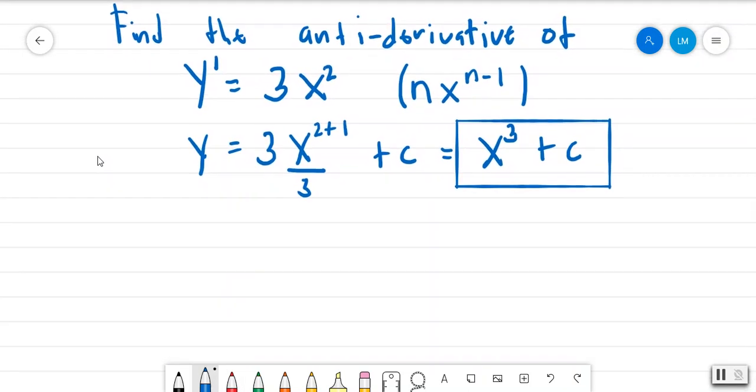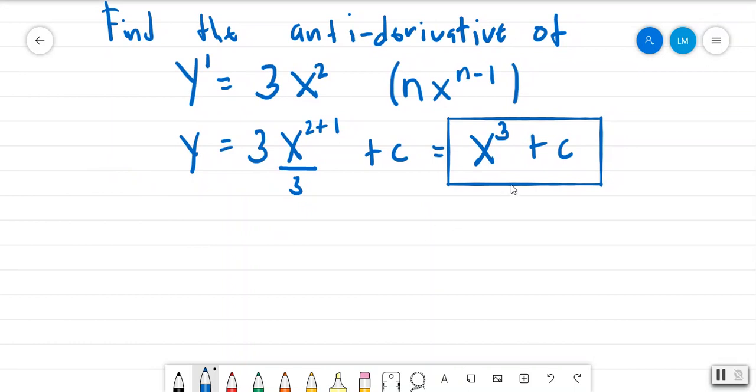Now, there is a way to consider why it is plus c and what it means. It means that you would be looking at the family of graphs that are cubic but shifted up 1 unit, 2 units, 3 units, and similarly down by minus 1, minus 2, and so on.